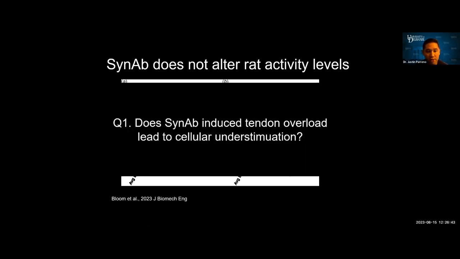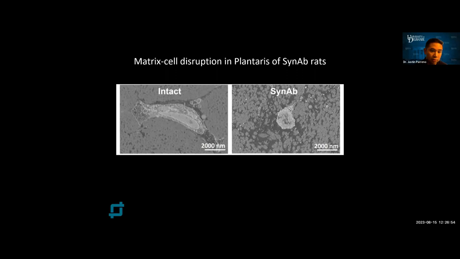So our first question is to determine whether or not SYNAB actually leads to cellular understimulation. So does this SYNAB-induced tendon overload lead to cellular understimulation? To do this, Ellen performed serial block face scanning electron microscopy. So thin serial sections were taken. This is the intact tendon, and what you see here is a cell. It's elongated, but this is a cross section of the tendon. You can see also the cellular projections here. These are the collagen fibrils, and what you can notice is that the collagen fibrils are really close and abutted to the tendon cell, or the tenocyte.